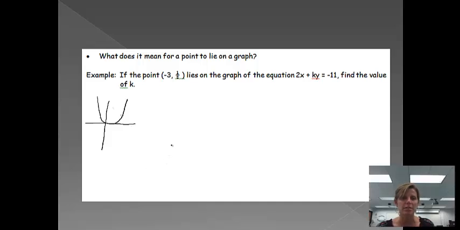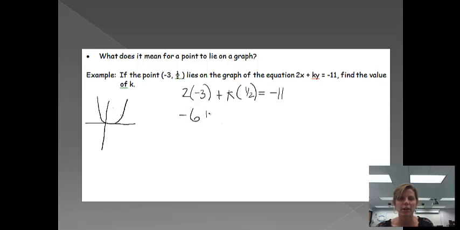And the example says, if the point (-3, 1/2) lies on the graph of the equation 2x plus ky equals -11, find the value of k. What I'm basically going to do is just put in -3 for my x, 1/2 for my y, and show that I get a true statement. So plug in -3 for my x and 1/2 for my y, and I would like to show that that will give me a -11, but basically we'll be finding the k value that will do that for us.